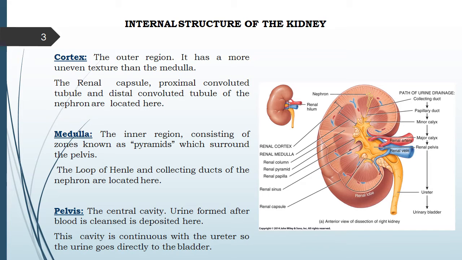And the renal medulla is the inner region and it consists of zones known as pyramids, which surround the pelvis region. The loop of Henle and collecting duct of the nephrons are located in the medulla. And the renal pelvis region is the central cavity, and urine formed after blood is cleansed is deposited here. This cavity is continuous with the ureter, so the urine goes directly to the bladder.